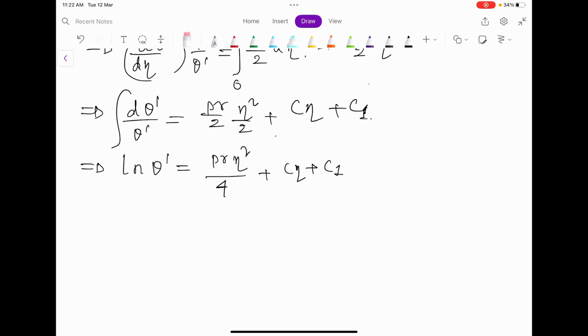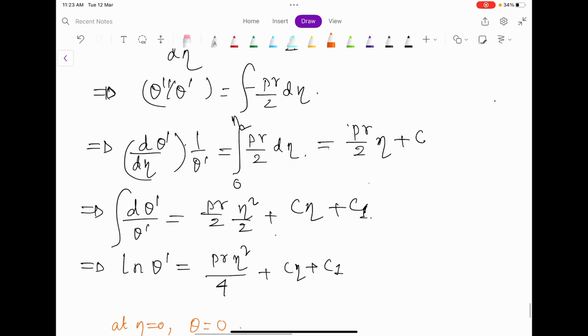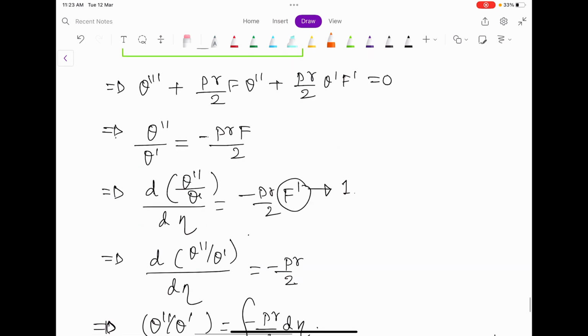So let us write the boundary conditions here. At eta equal to 0, I have theta equal to 0. I have written this earlier, so I am not explaining this again. So at eta tending to infinity, theta will tend to 1, and at eta tending to infinity, theta dash will tend to 0. So we have these three, and now we have also one more boundary condition.